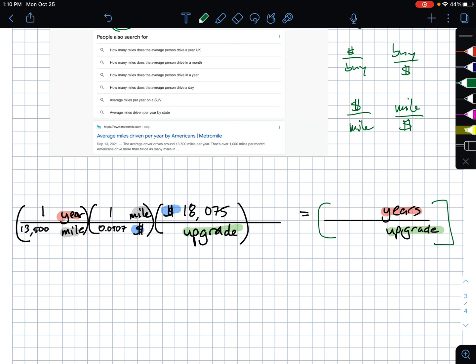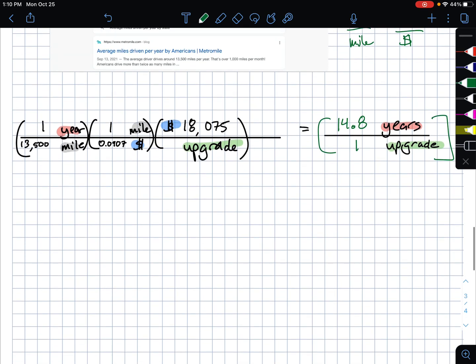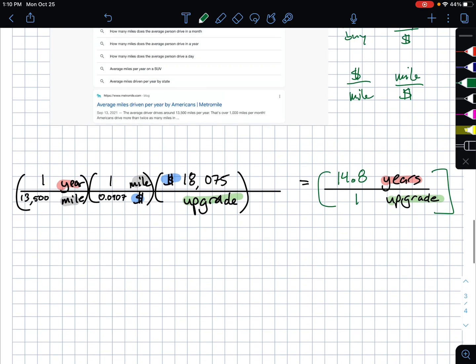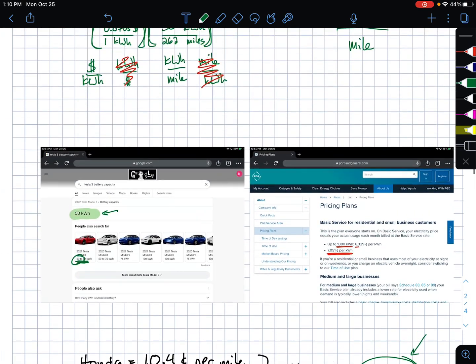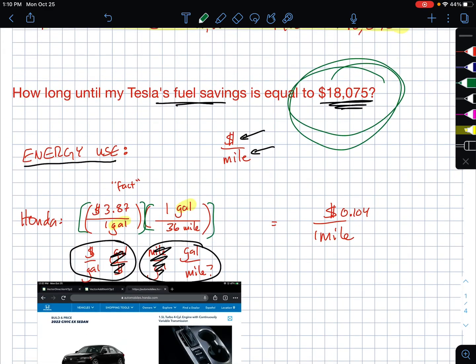And when I plug in all the numbers right here and multiply them, grab my calculator, it turns out it's going to take me, on average, 14.8 years to pay for one upgrade. All right, so the amount of money that I'm going to save by not buying gas and buying cheaper electricity instead will take 14 years to pay for this difference. Moral of the story, you're not really going to save money on this Tesla, right? It's going to take you like 15 years to pay for itself.